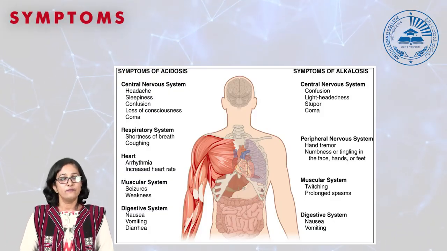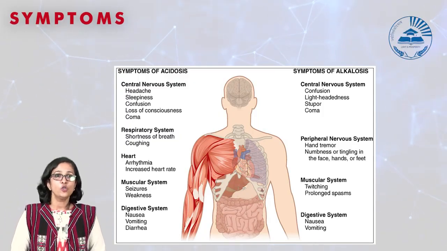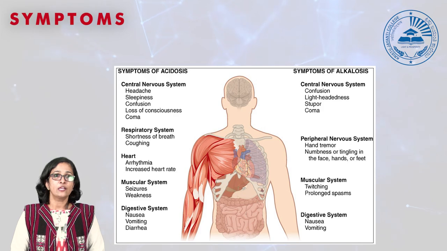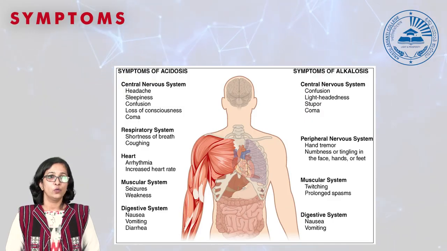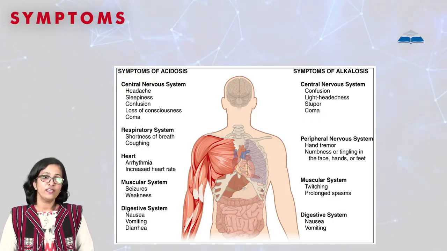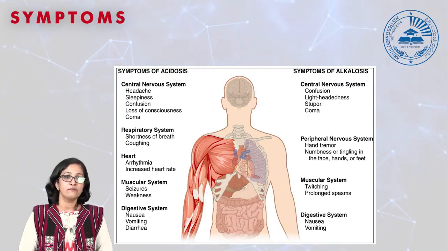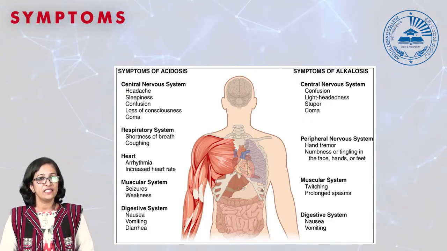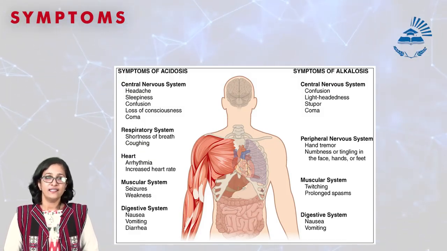I have done a comparison of the symptoms of acidosis and alkalosis in this slide. You can see the acidosis symptoms of the central nervous system include headache, sleepiness, confusion, loss of consciousness and going into coma. Respiratory system symptoms include shortness of breath and coughing, whereas the symptoms related to the heart include arrhythmia and increased heart rate. The muscular system symptoms include seizures and weakness, and digestive system symptoms include nausea, vomiting and diarrhea.